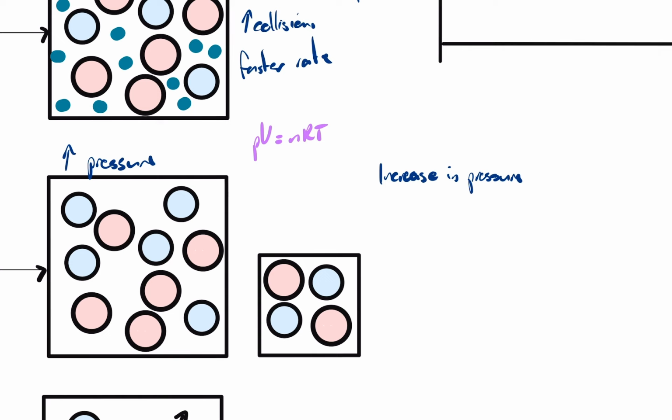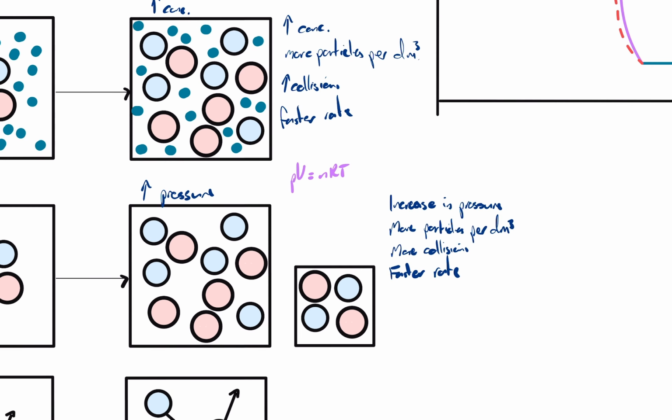When we think about the particles, more particles per unit volume. Let's say dm cubed again. Collisions, more collisions. So faster rates. Important to note, neither of these factors are having any impact on the force of these collisions. The collisions are still happening at the same force, but there are more collisions, right?